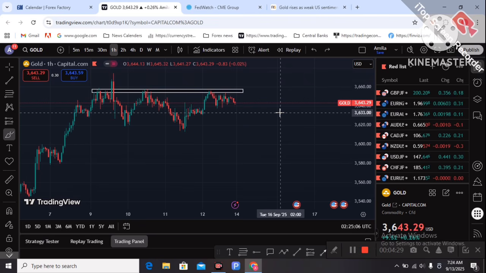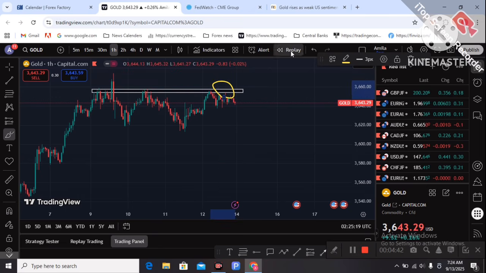The important 3650 level is the key level next week. If this level does not break out, this price section is the more important. If this level breaks out like this, the next target is 3675. If it does not break out, the downside target is the focus, with 3620 as the first support level on the 1 hour chart. So that's next week.